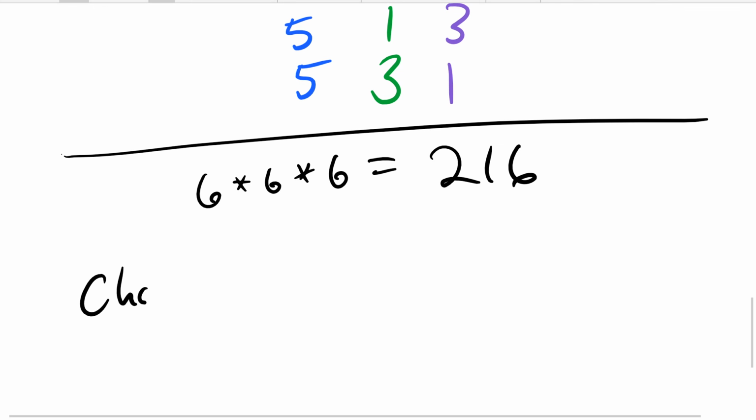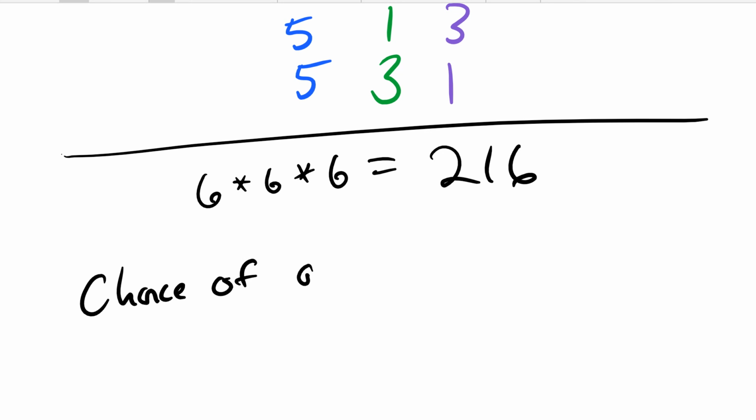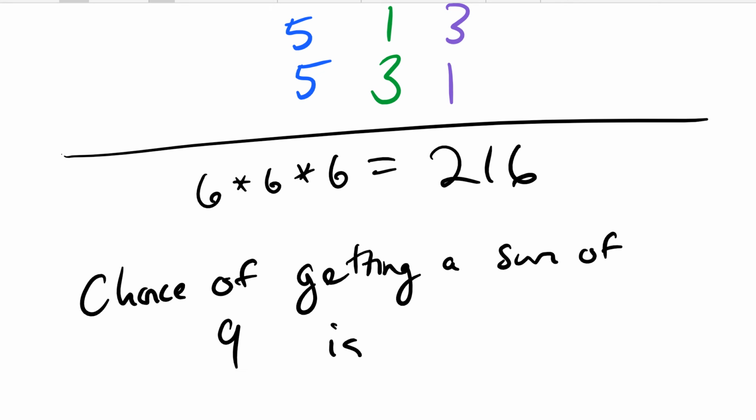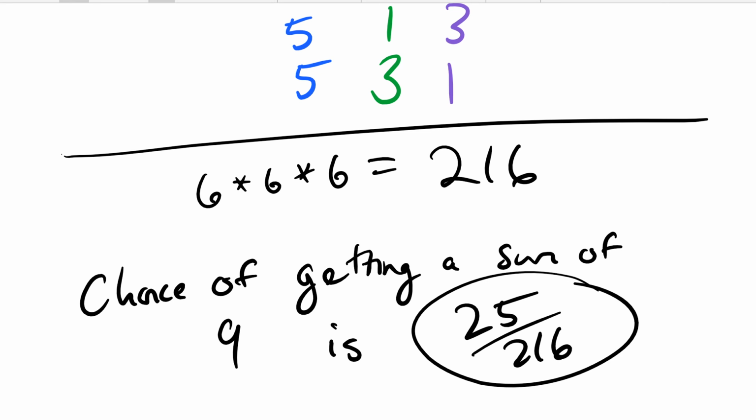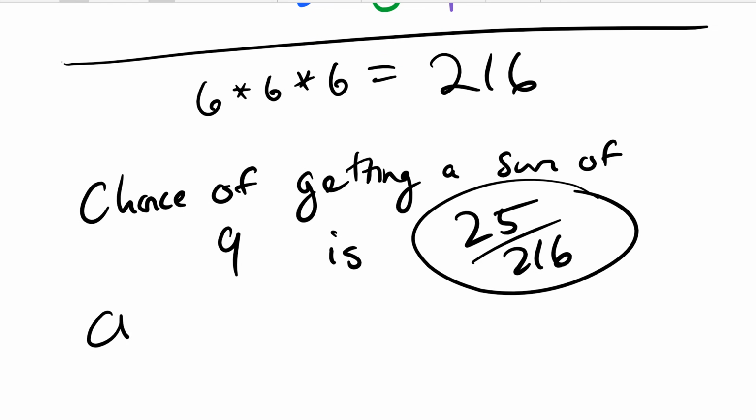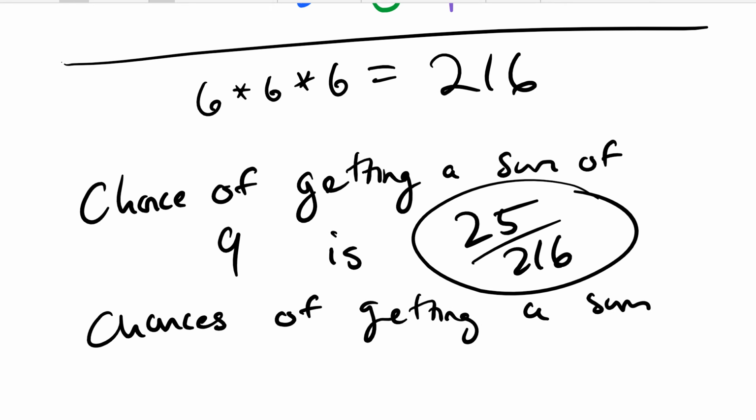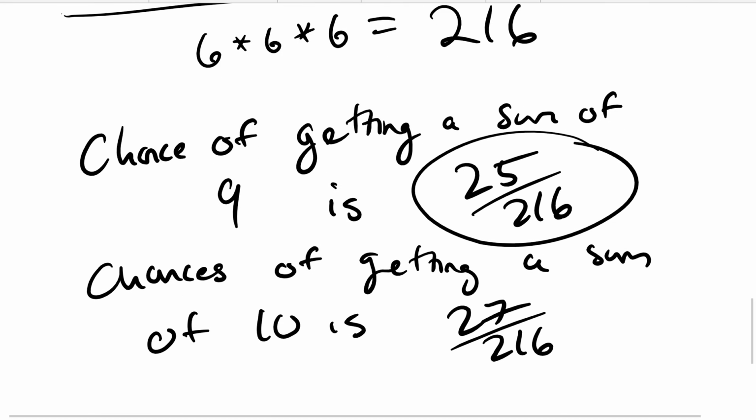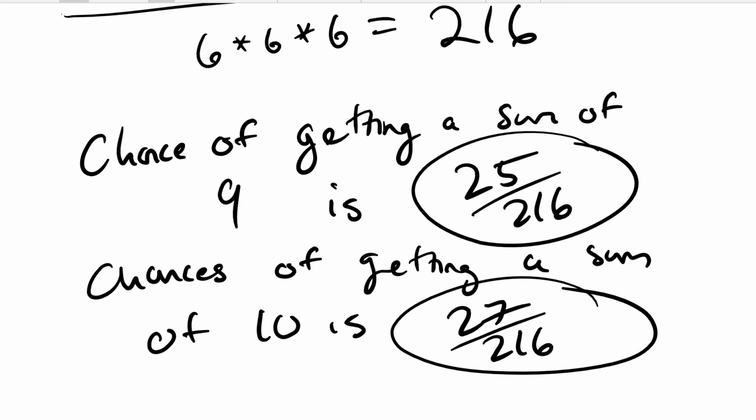So the chances of getting a sum of 9 is 25 out of 216. The chances of getting a sum of 10 is 27 out of 216. So it's slightly more likely that you'll roll a sum of 10 than it is a sum of 9.